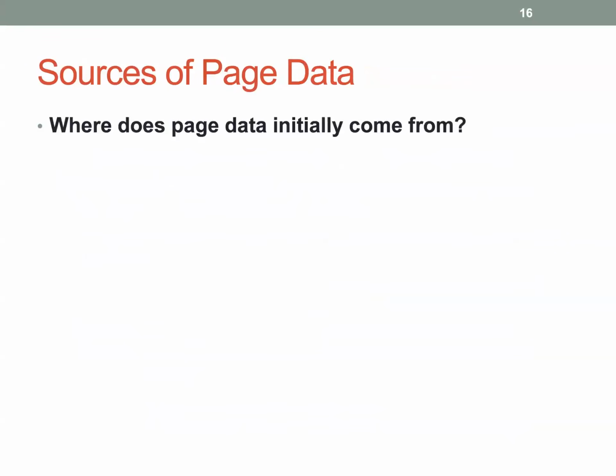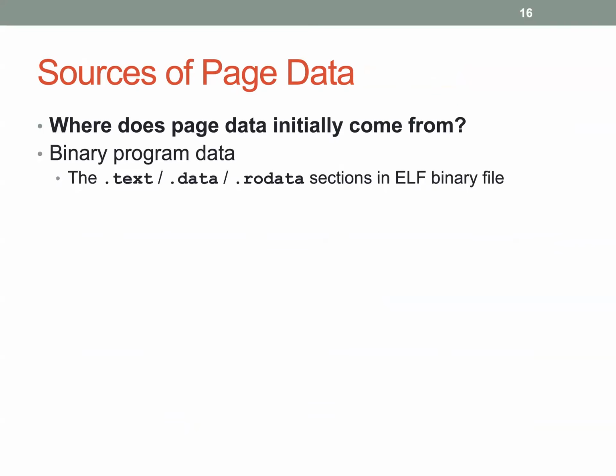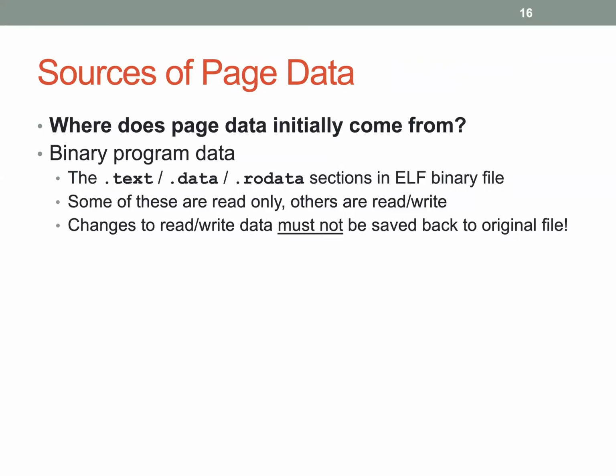Okay, so more questions to drive design. Where does page data initially come from? There's basically three places that page data can come from. You have binary program data, so that'll be your .text, which is read-only, .data, which is read-write, and .rodata, which is read-only. That's what the RO stands for. Some of these are read-only, some are read-write.